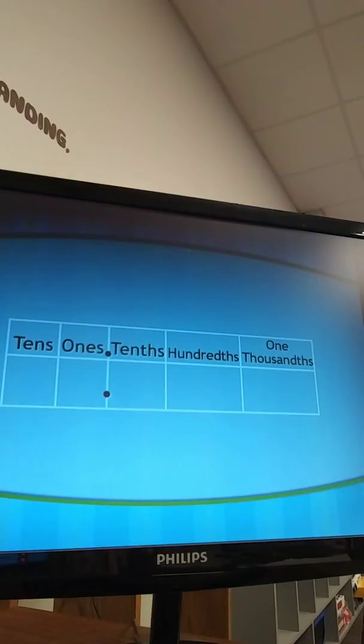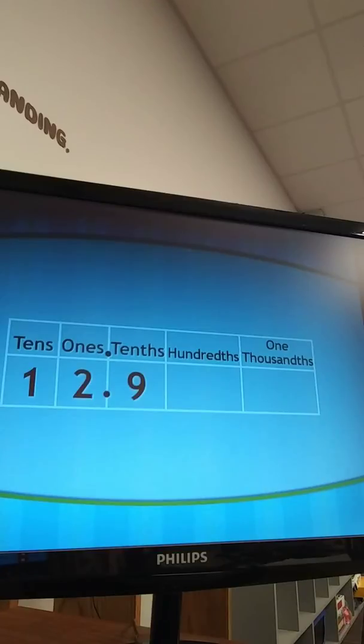Okay, again, we see the place value representation, and let's just review a little bit. This is the tenths position. It is one spot after the decimal point. We have the hundredths position. It is two spots after the decimal point. Then we have our thousandths, which is three spots after the decimal point.